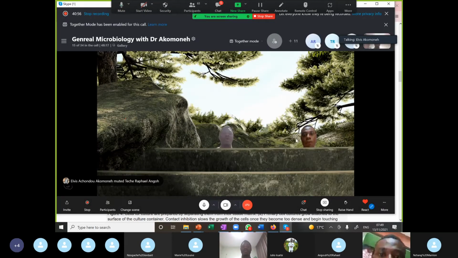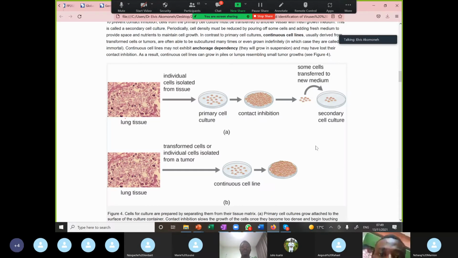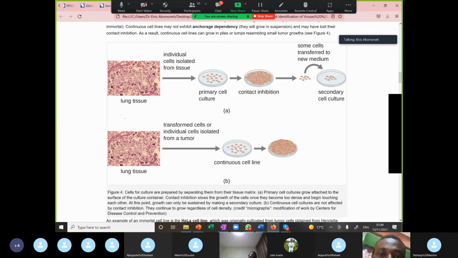Okay, so I'm showing scientists have been able to transform these cells into what we call continuous cell lines. And what is the transformation here? The first transformation is that they have been made to lose the phenomenon of contact inhibition. This is common with cancerous cells. Cancerous cells are cells of the body that have lost this phenomenon, and they'll grow on top of each other. That's why you see the outgrowth and tumorous exhibition.